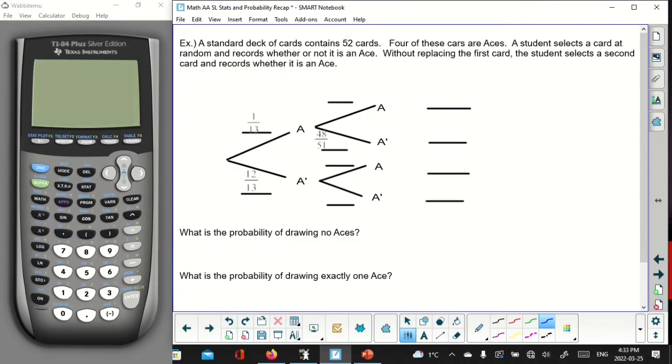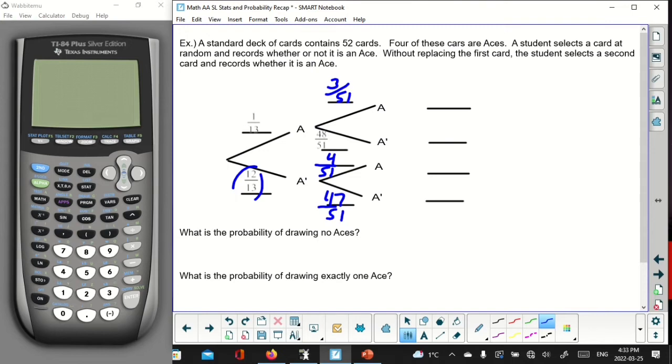So there's a 1 in 13 chance that the first one is an ace, and then we can just follow this tree diagram through. If the first one was an ace, we're down to 3 aces left out of 51 cards now. Okay. On the other hand, if the first card is not an ace, 12 out over 13, then we have all 4 aces left out of 51. And if the first card is not an ace, then we used to have 48 non-aces. Now we're down to 47 out of 51 cards.